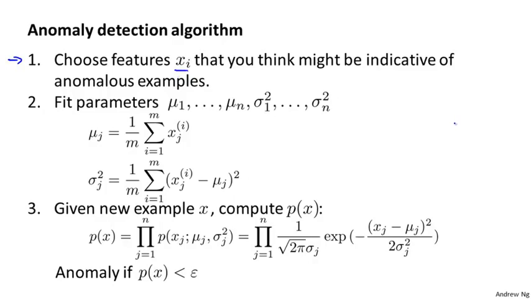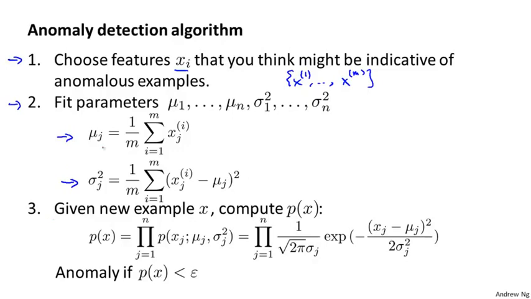But more generally, just try to choose features that describe general properties of the things that you're collecting data on. Next, given a training set of m unlabeled examples, x1 through xm, we then fit the parameters mu_1 through mu_n and sigma squared 1 through sigma squared n. These are formulas similar to the formulas we had in the previous video that we're going to use to estimate each of these parameters.